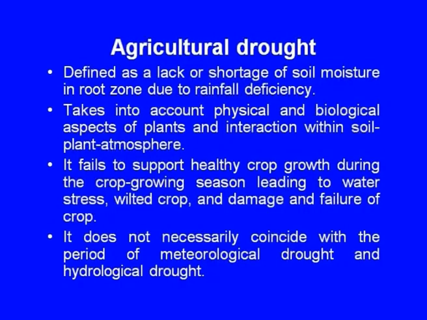Next type of drought is agricultural drought. It can be defined as the lack or shortage of soil moisture in the root zone due to rainfall deficiencies. It takes into account the physical and the biological aspects of the plants and the interaction within the soil plant atmosphere. It fails to support healthy crops during the crop growing season, leading to water stress, wilted crops and damage and failure of the crops. It does not necessarily coincide with the period of meteorological drought and hydrological drought.